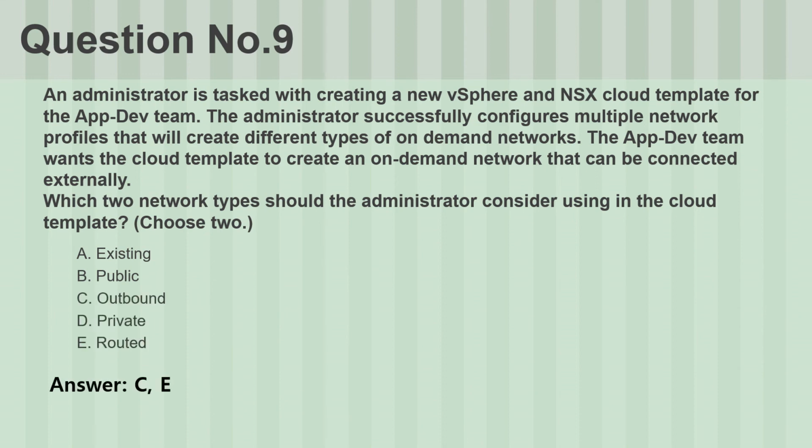Question number 9. An administrator is tasked with creating a new vSphere and NSX cloud template for the app dev team. The administrator successfully configures multiple network profiles that will create different types of on-demand networks. The app dev team wants the cloud template to create an on-demand network that can be connected externally. Which two network types should the administrator consider using in the cloud template? Choose 2. A. Existing. B. Public. C. Outbound. D. Private. E. Routed. Answer: C, E.